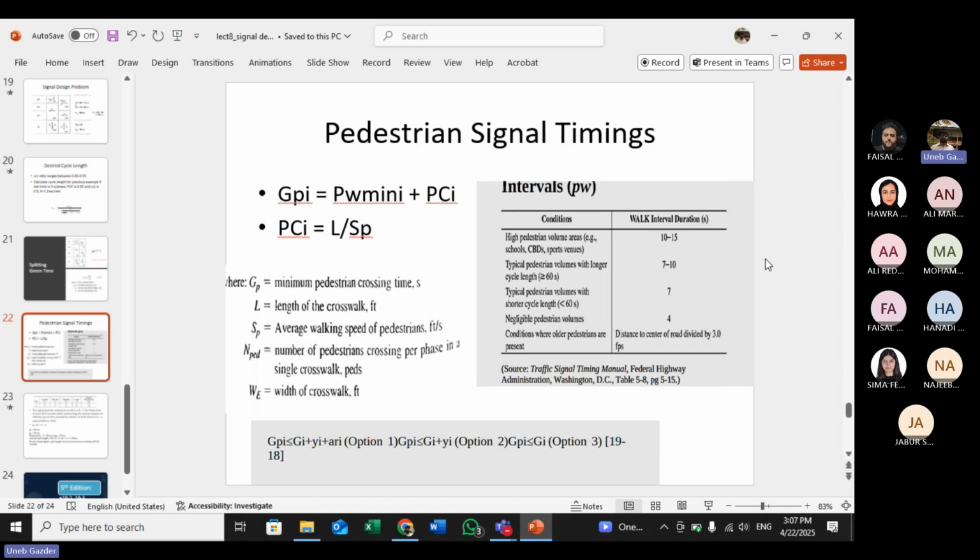Pedestrian crossing time is calculated like I just told you for the old pedestrians, but now the speed will be higher.